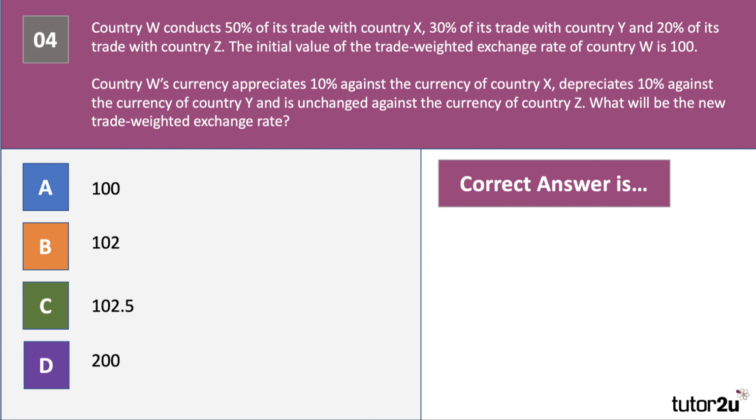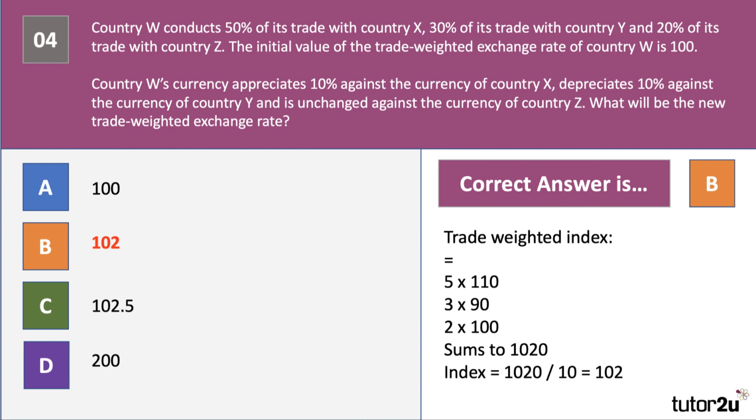So the correct answer here is B, 102. This is a calculation question, and similar to calculating a consumer price index, you see half of the trade is with country X, so we'll give that a weighting of, let's say, 5. 30% of trade is with country Y, let's give that a weighting of 3. And the remaining 20% is with country Z, we'll give that a weighting of 2.